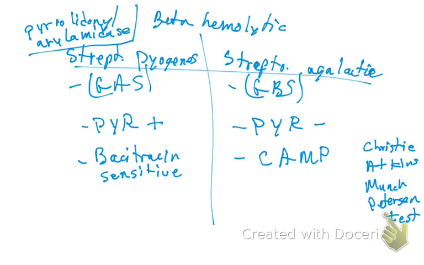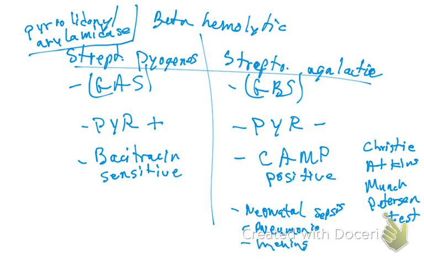Now this CAMP test is going to be positive for Streptococcus agalactiae. Group B Streptococcus within babies can cause neonatal sepsis, pneumonia, meningitis, and UTI, urinary tract infection. Don't forget BB for babies, neonatal.